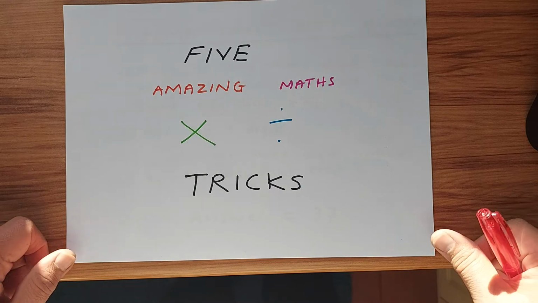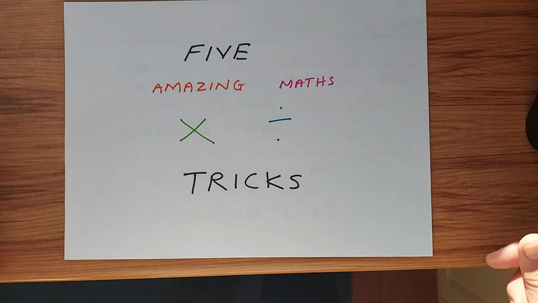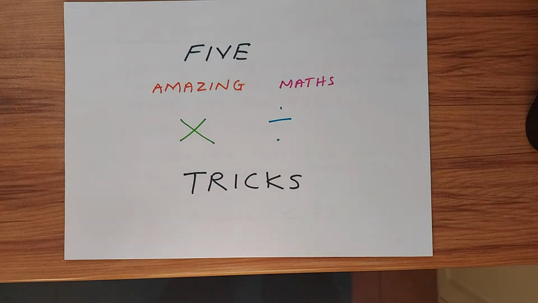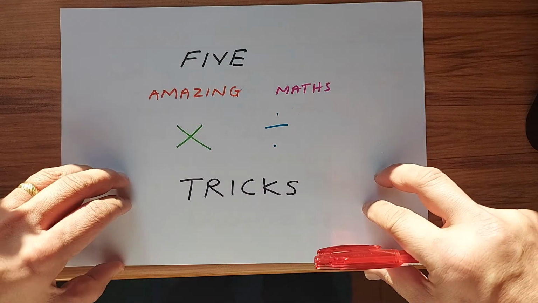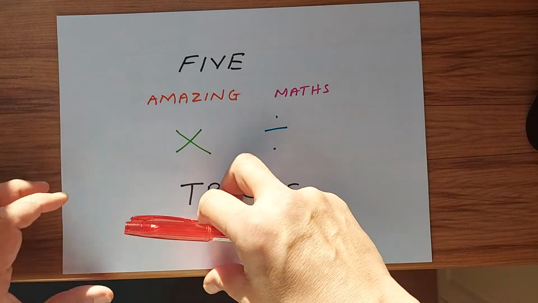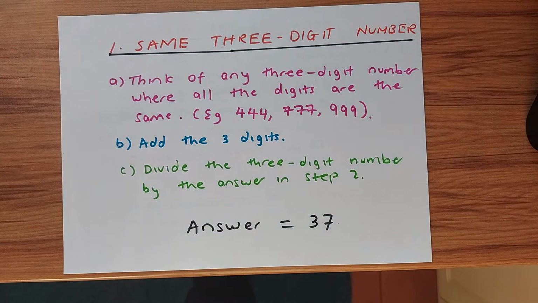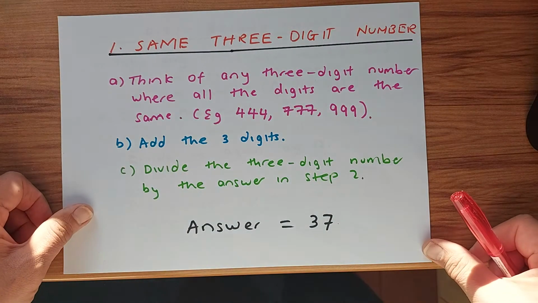Ong Math Lesson. Today, I'm going to show you 5 amazing math tricks involving multiplication and division which I found on the internet and I want to share with all of you. So let's go. There are 5 in total. So the first one looks like that, okay? The first one is called the same 3-digit number.